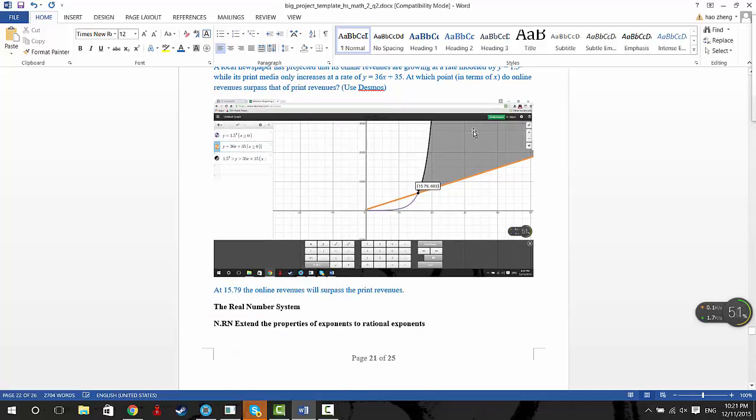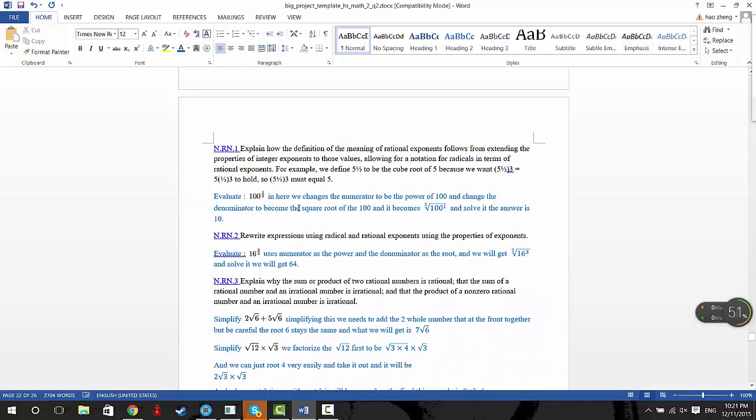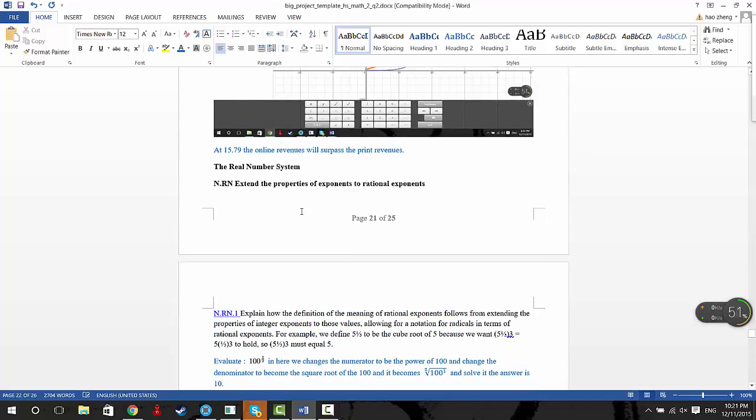And then we have the answer at the point 15.79, where the online revenue will surpass the print revenues. As you can see over here, the online revenue goes higher than the print one. Yeah, you see, we're almost there. Oh my god.